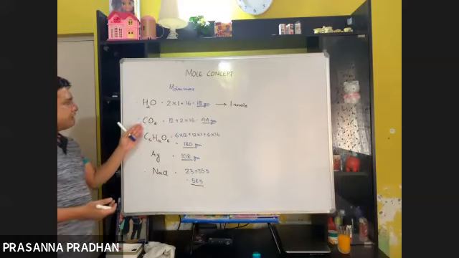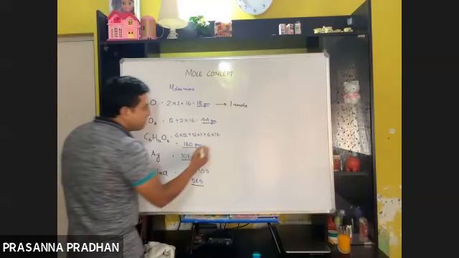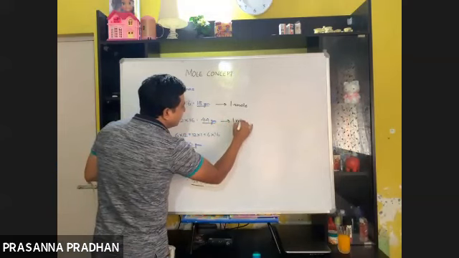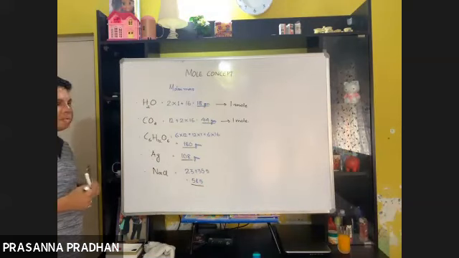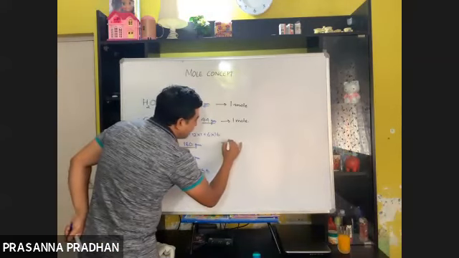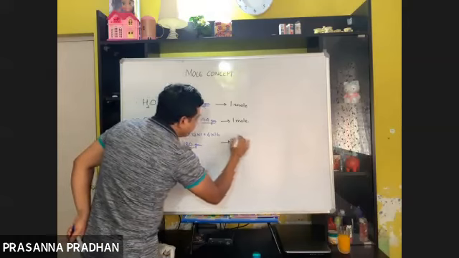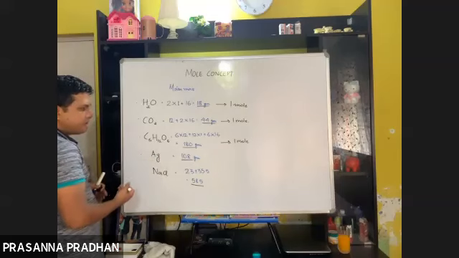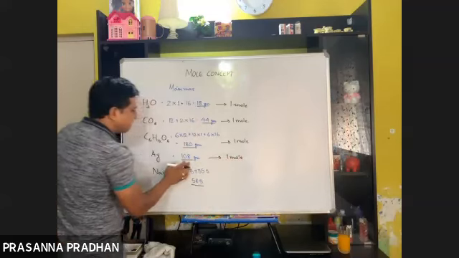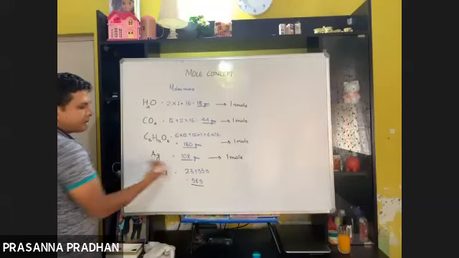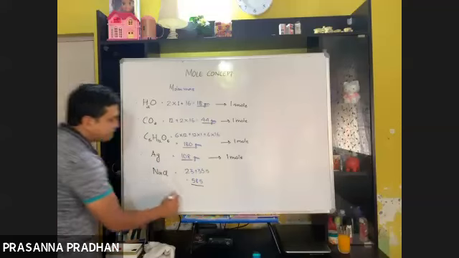Similarly, what is the molecular mass of carbon dioxide? 44 gram. So 1 mole of carbon dioxide is equivalent to 44 gram of carbon dioxide. Similarly, what is the molecular mass of glucose? 180 gram. So 1 mole of glucose is equivalent to 180 gram of glucose. What is the atomic mass of silver? 108 gram. So 1 mole of silver is equivalent to 108 gram of silver. Similarly, what is the formula mass of NaCl? 58.5. So 1 mole of NaCl is equivalent to 58.5 gram.